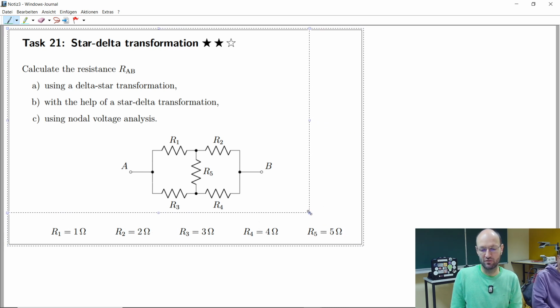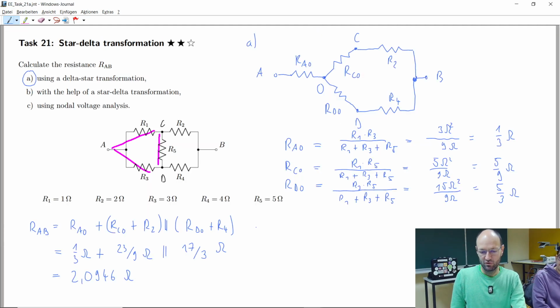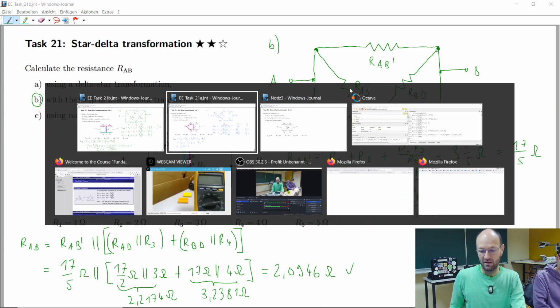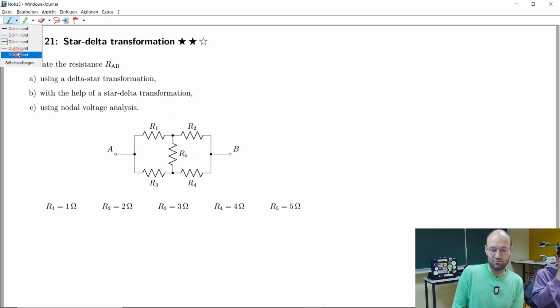And then we can have a further look at this task 21 that we already solved using a delta star transform and using a star delta transform. In each case, we calculated this value of around 2.1 ohm for the equivalent resistance between the nodes A and B. Another idea would be to use nodal voltage analysis for this circuit, which I think we have also somehow done in the lecture. But still it might not be a bad idea to do it once again.